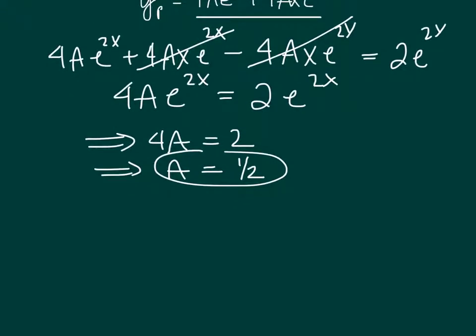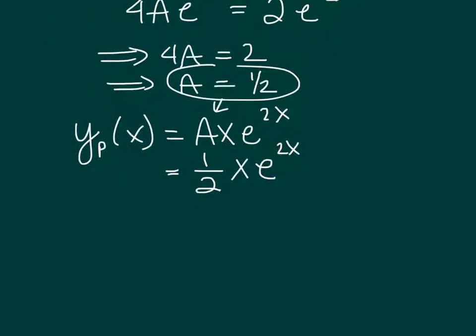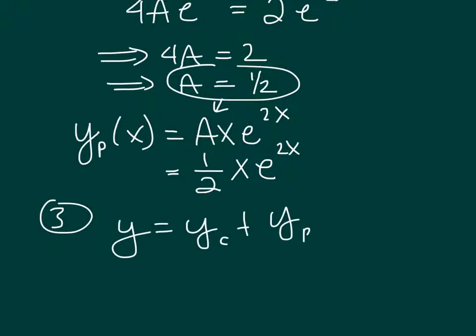And so now, what's our y sub p? Well, my y sub p, and again, our new choice we tried, let's go ahead and write it in. It was ax e to the 2x. But we just found our a, so this is 1/2 xe to the 2x. And our final solution, if you want to maybe say step 3, y equals y complementary plus y particular.